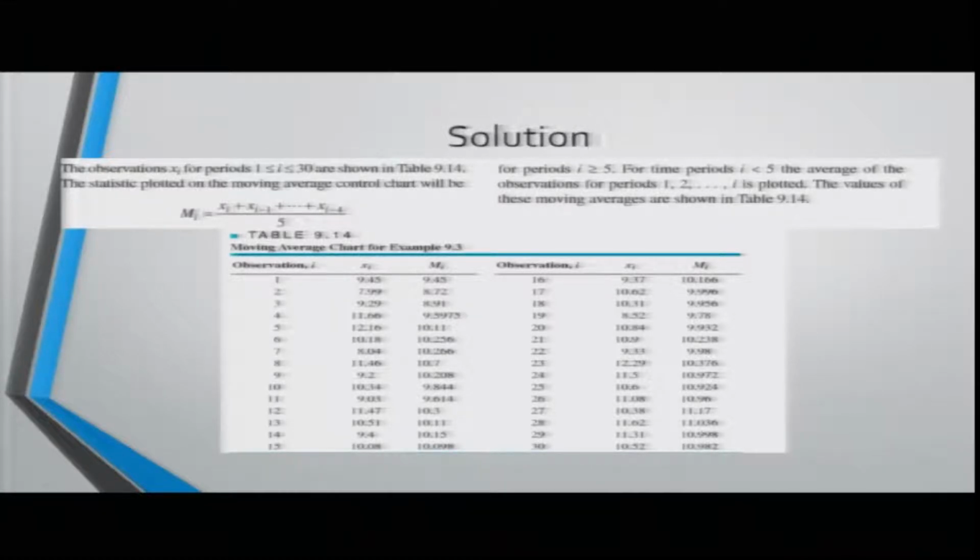The statistics is plotted basically for 5 time periods, and you find out the weights and calculate accordingly. If you look at the observations, 1 to 15 is given in the first column, xi values from 9.45 to 10.08 are given in the second column, and the weights m value, which is the so-called weighted average you are trying to find out, giving the weights as 1:5.